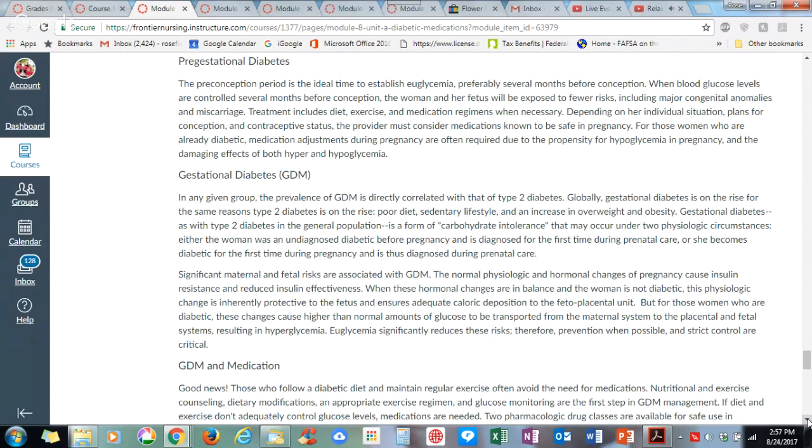The normal physiologic and hormonal changes of pregnancy can cause insulin resistance and reduced insulin effectiveness. When these hormonal changes are in balance and the woman is not diabetic, this physiologic change is inherently protective to the fetus and ensures adequate caloric deposition to the feto-placental unit. But for those women who are diabetic, these changes cause higher than normal amounts of glucose to be transported from the maternal system to the placental and fetal systems, resulting in hyperglycemia.